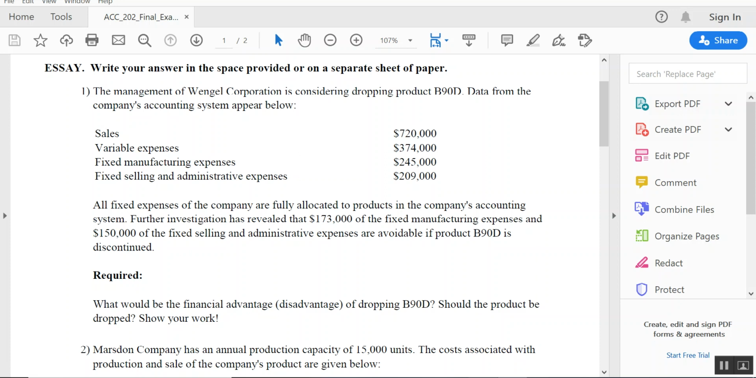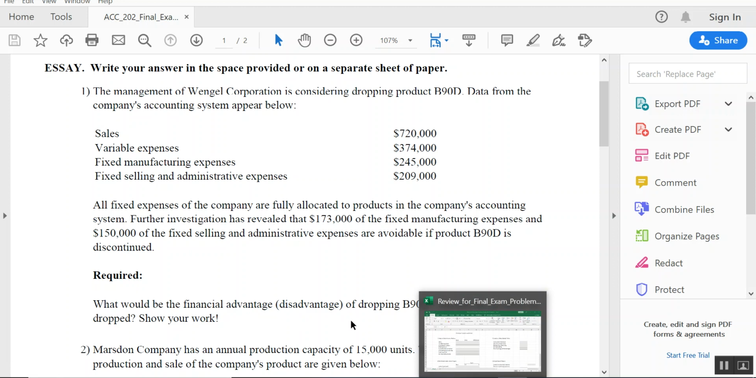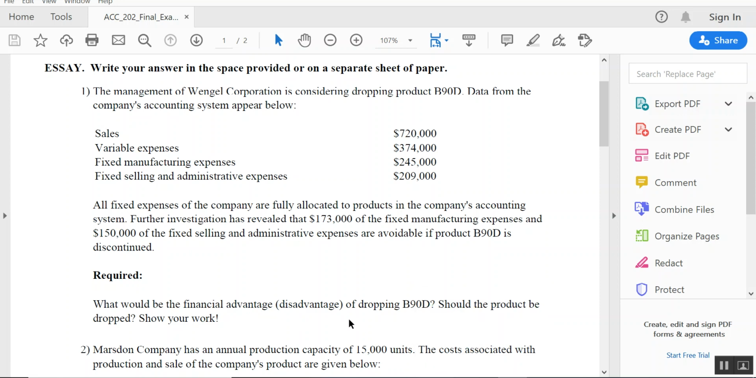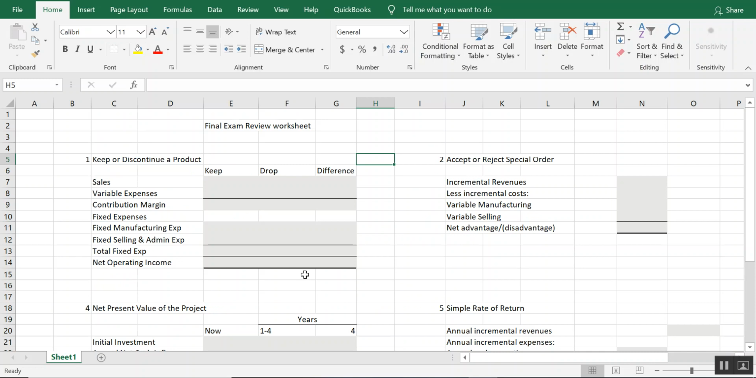Now this is a financial question. You have to come up with the exact financial advantage or disadvantage of discontinuing this. In order to figure this out, we have this schedule that I've prepared in the Excel workbook, the student review worksheet. We're going to look at it in two different ways: what it will be like if we keep the product, and what it will be like if we drop it.